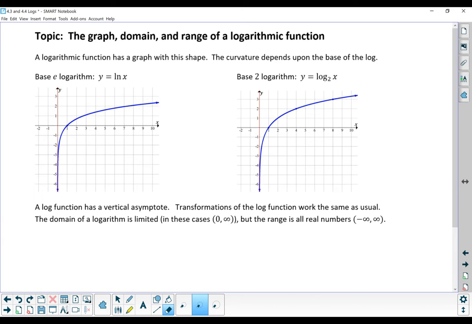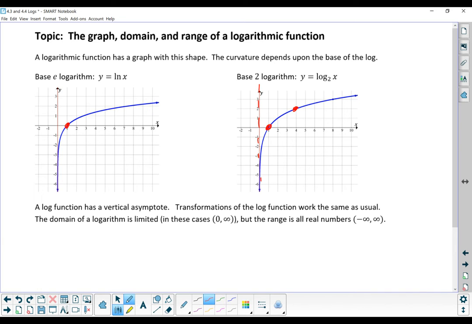Transformations of log functions work the same as usual. They can shift left and right, up and down. They can get stretched. But with logs, we usually try to focus on one key point or two key points. That's the way I'm going to show you, especially with Alex, because it will be your job to plot the asymptote and 2 points, and then you can push the graph button and it will draw the picture.